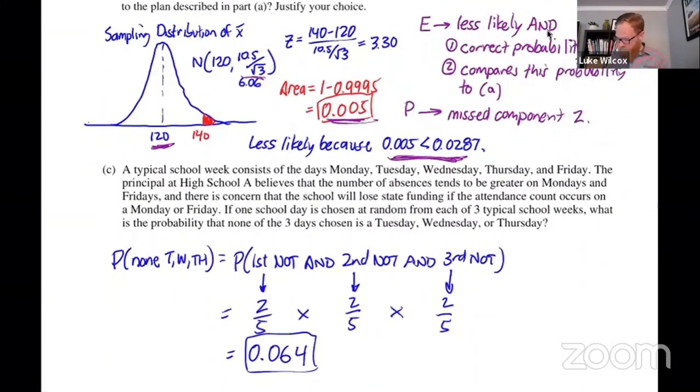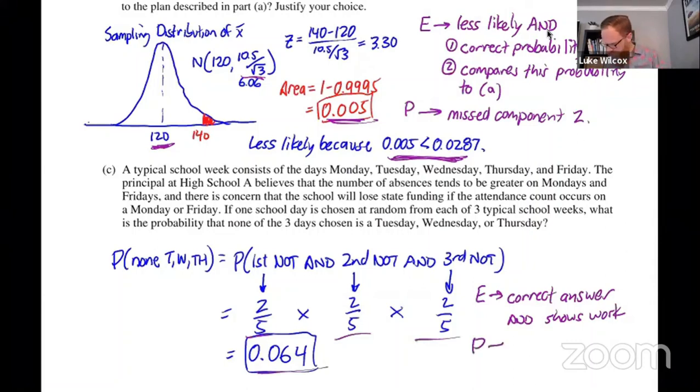And then the third part, part C here, in order to get an essentially correct, pretty straightforward here. You got to have the correct answer. And guess what? Shows work. We're definitely seeing this trend amongst the probability questions. So this, of course, would count as showing our work, and this would be our correct answer. Partially correct is if you have the correct answer and no work.